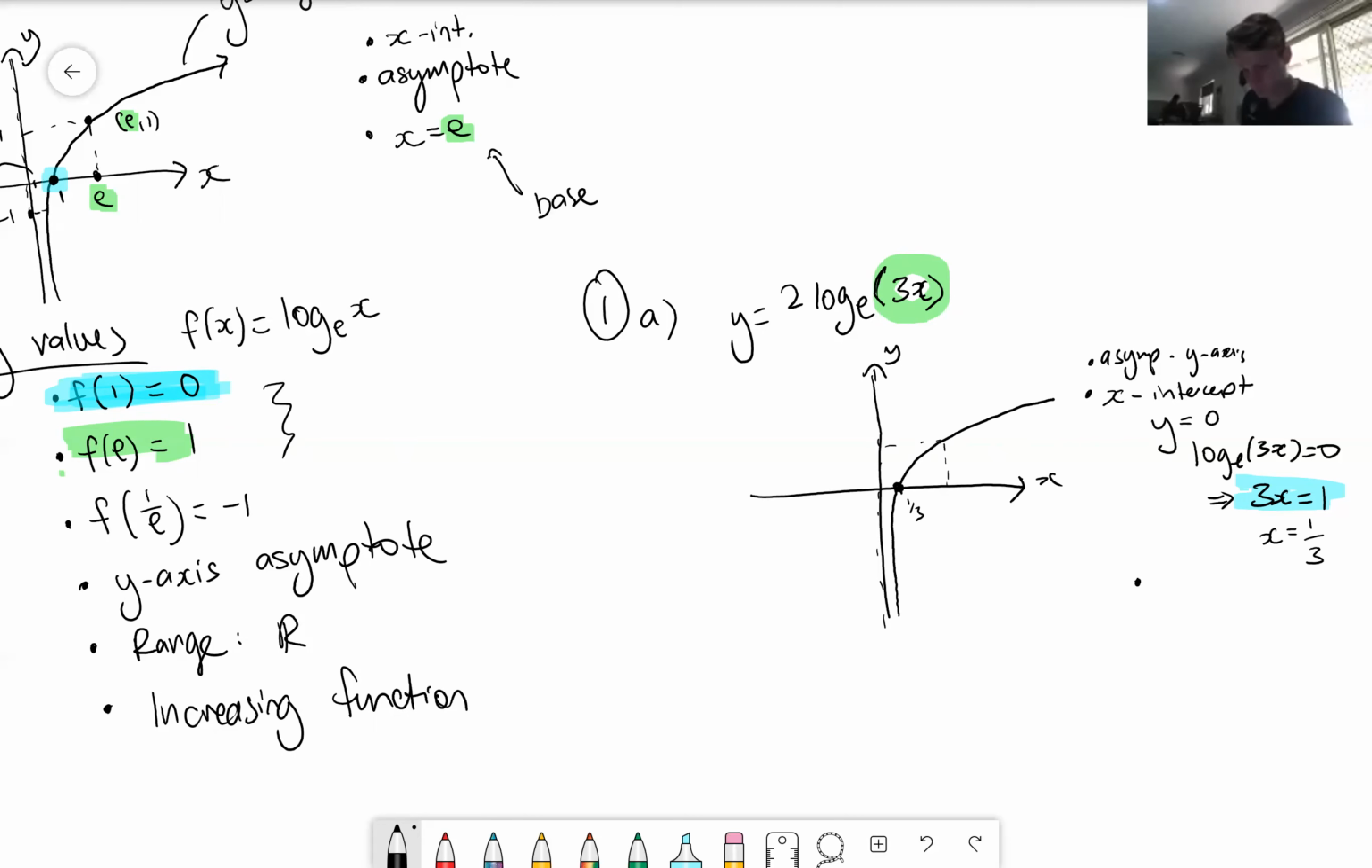1. Yeah, so what happens if we put in 1? We'll get y is equal to 2 log e to the 3. And that's just some number, isn't it? So if we just wrote that there, you'd have to make sure you write 2 log to the base e, 3. But that's sufficient in my mind.